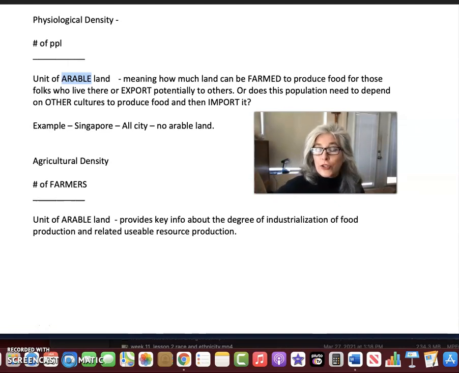This is agricultural density. So we're still going to be talking about arable land, but please notice the top number now is different from the previous two types of densities. You are looking at the number of farmers per unit of arable land. So we still want to know how much land is available to be farmed, but now we want to know the number of farmers. And this tells us a key thing about the kind of work that the population in the area has to do.